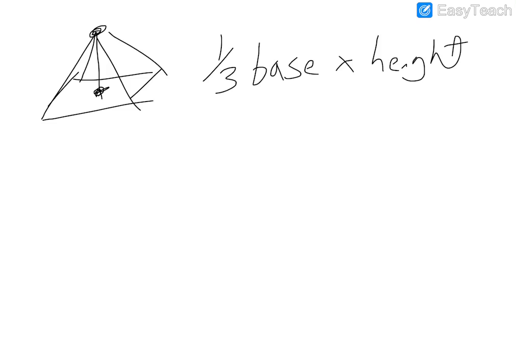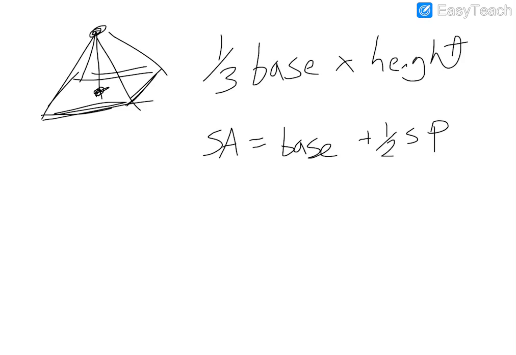And surface area is equal to area of base plus 1/2 slant height, I'm just going to call it S, times perimeter of the base. So P is the perimeter here, and the slant height is equal to this length here.